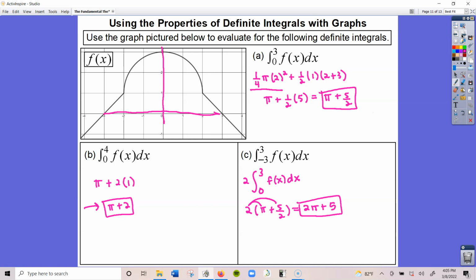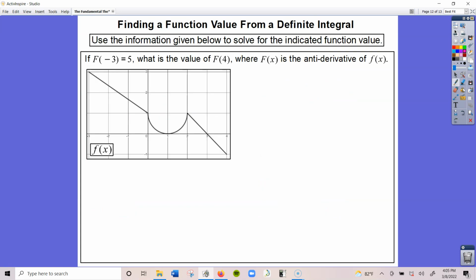Now, the last topic we're going to look at with our definite integrals is how to find a function value from a definite integral. So here we are given the graph of lowercase f of x. And we're told if capital F of -3 is equal to 5, what is the value of capital F of 4, where capital F of x is the antiderivative of f of x? So here's the thing with these questions. We are looking for particular function values of our function, the antiderivative. But what we're given is the graph of the derivative. So that means we're going to have to integrate in one way or another.